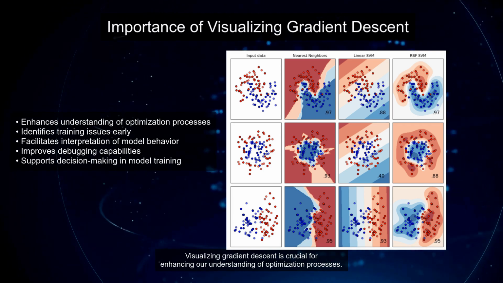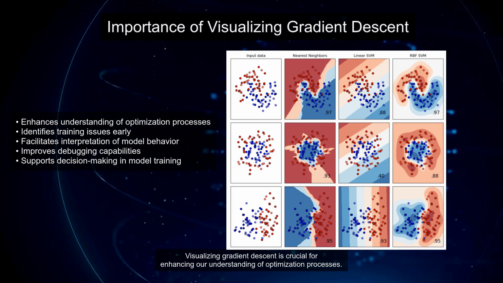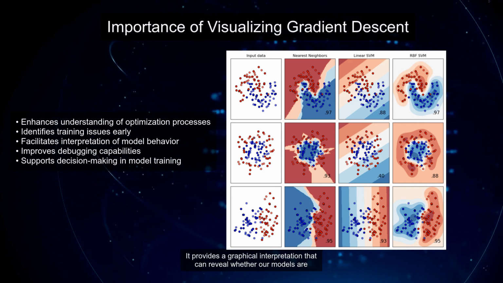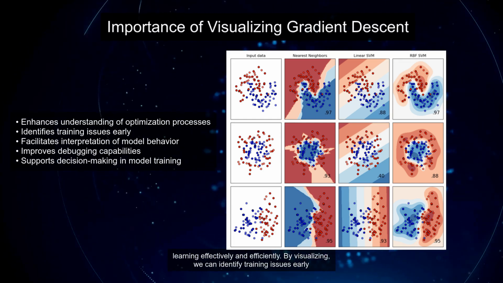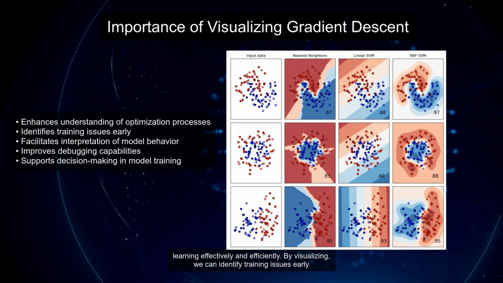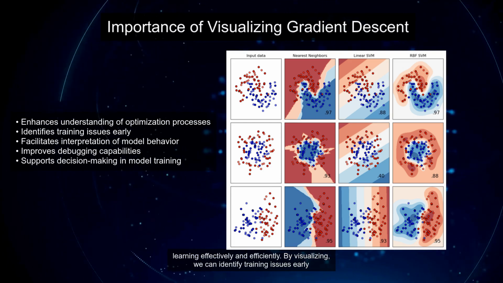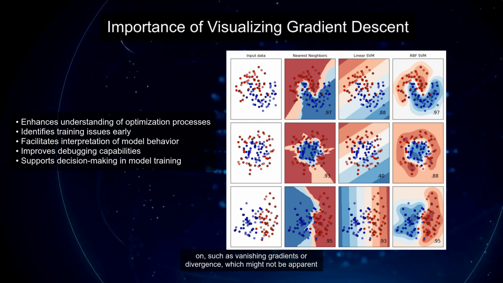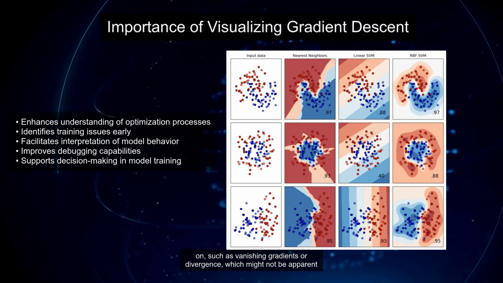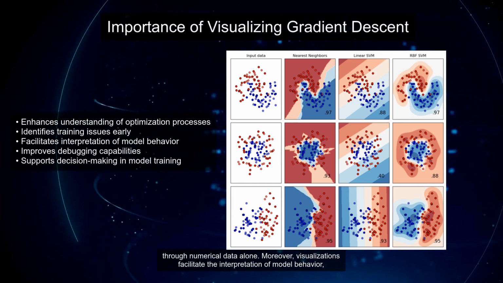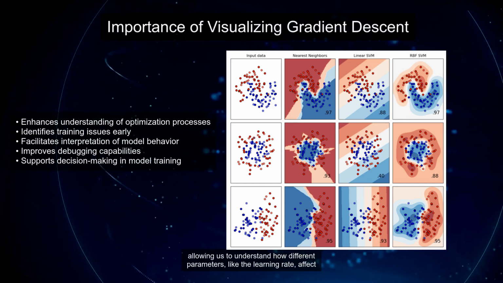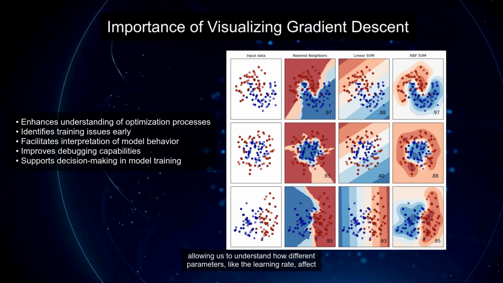Visualizing gradient descent is crucial for enhancing our understanding of optimization processes. It provides a graphical interpretation that can reveal whether our models are learning effectively and efficiently. By visualizing, we can identify training issues early on, such as vanishing gradients or divergence, which might not be apparent through numerical data alone. Moreover, visualizations facilitate the interpretation of model behavior, allowing us to understand how different parameters, like the learning rate, affect convergence.